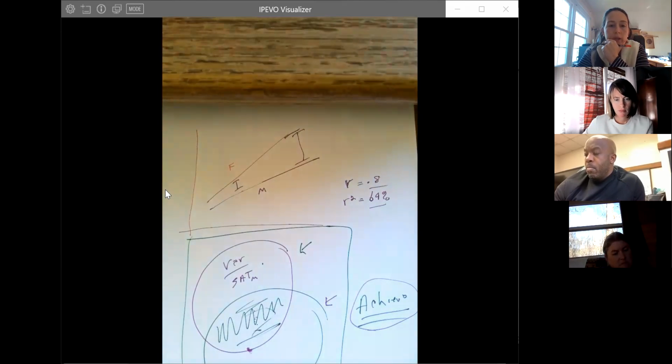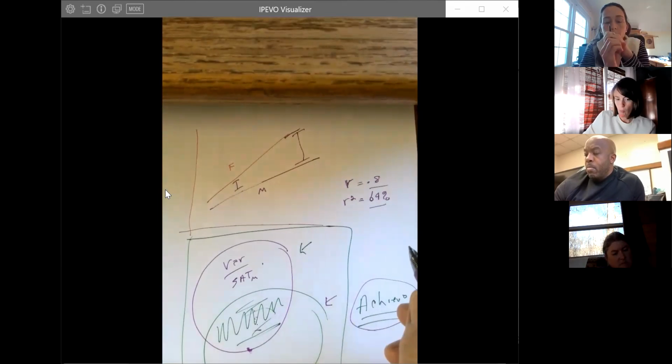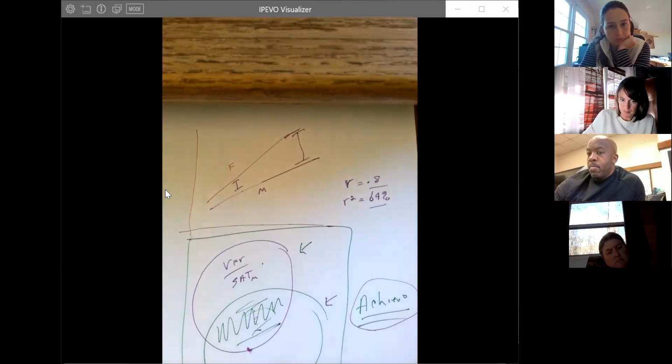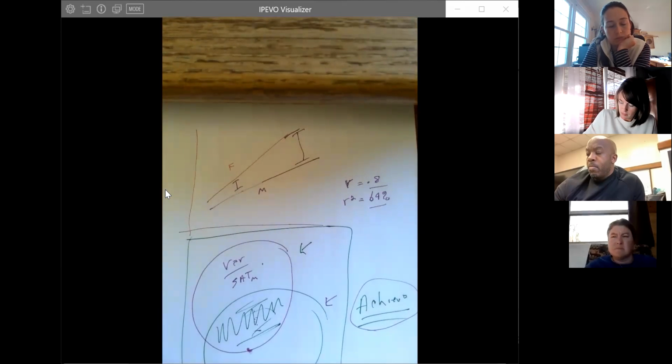So if we had an R value of 1, the two circles would be perfectly on top of each other. But think, R is very susceptible to N. The bigger the number of cases, the smaller the R can be and still be significant.